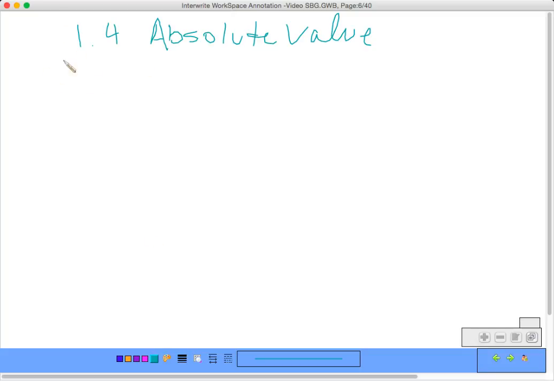Okay guys, we have a couple more examples on 1.4 absolute value. So the first example I want to do is the absolute value of 2x plus 3 equals 12.